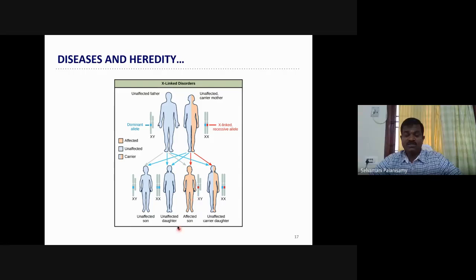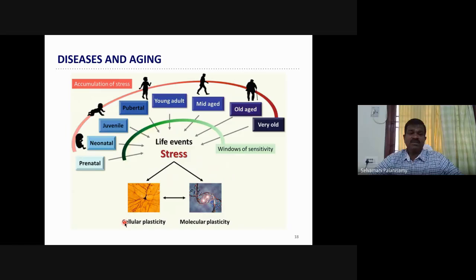So there is a chance of being affected or being a carrier or sometimes being unaffected. So it is the will and wish of nature. But this is something very common.